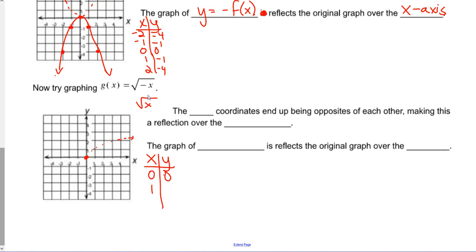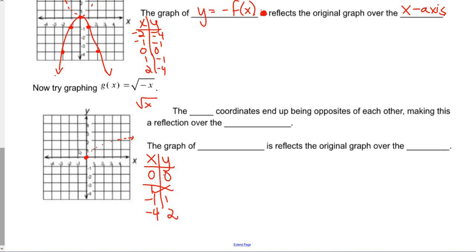But if I throw 1 into this g function, what's the square root of negative 1? Hopefully you tell me i, but in the real numbers, I can't do that, okay? So what I need to do is change my values. Let's do a negative 1. If I throw negative 1, the opposite of negative 1 is positive 1. Square root of positive 1 is 1. If I try a negative 4 this time, the opposite of negative 4 is positive 4. Square root of that is going to be a 2.